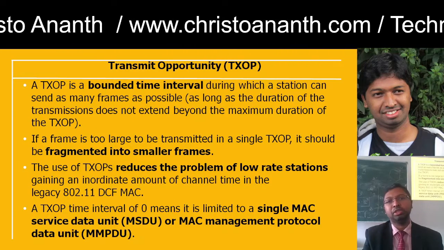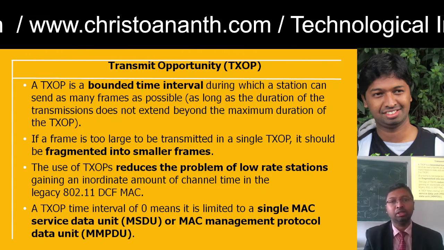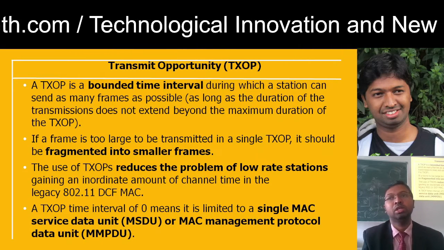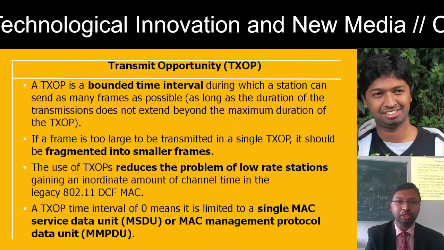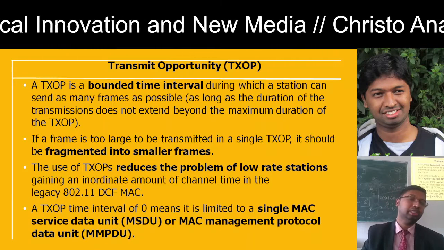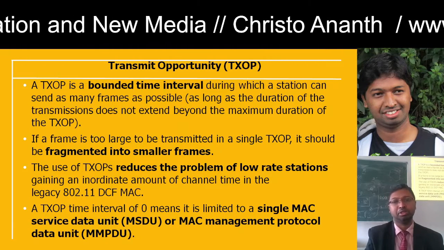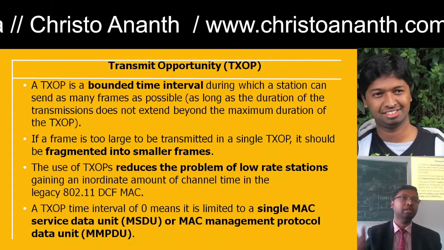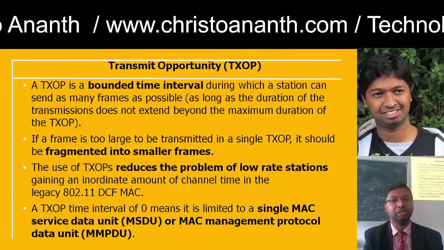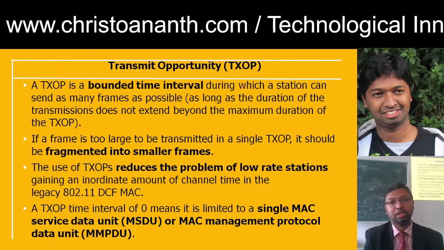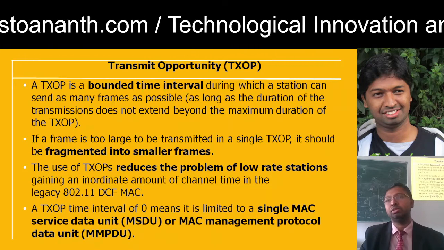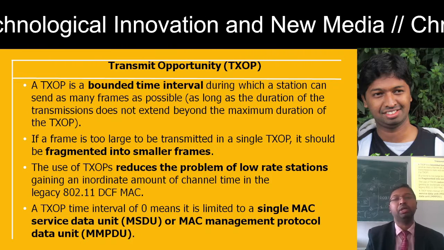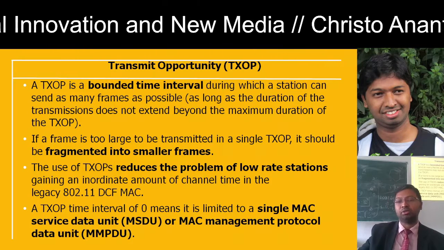So transmit opportunity is nothing but the time interval during which the station can send as many frames as possible. Which means that it is the duration for which the transmission does not exceed the maximum duration. So if the frame is very large, it will be divided or fragmented into small frames. The use of the transmit opportunity will reduce the problem of the low rate stations, which would definitely gain an inordinate amount of the channel time.